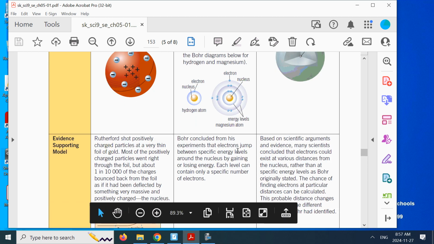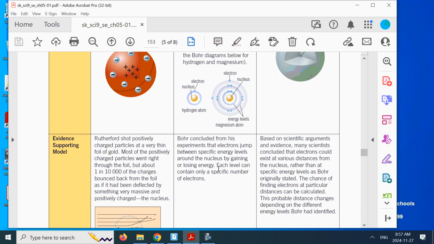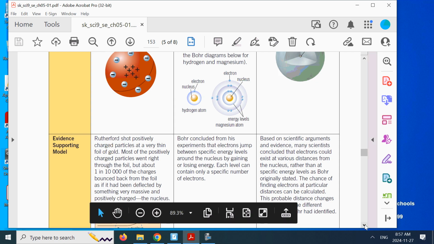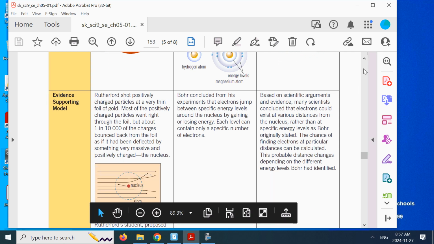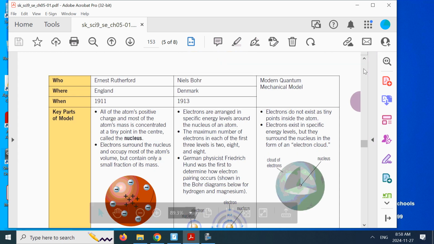Bohr concluded from his experiments that electrons jump between specific energy levels by gaining or losing energy. Each level can only contain a specific number of electrons. There are some weird mysteries in there. Like you can never exist in between. You've got to go from one level to the other. You can't be like level 1.5. Now, from that, it's been built on, and it's continuing to be explored.